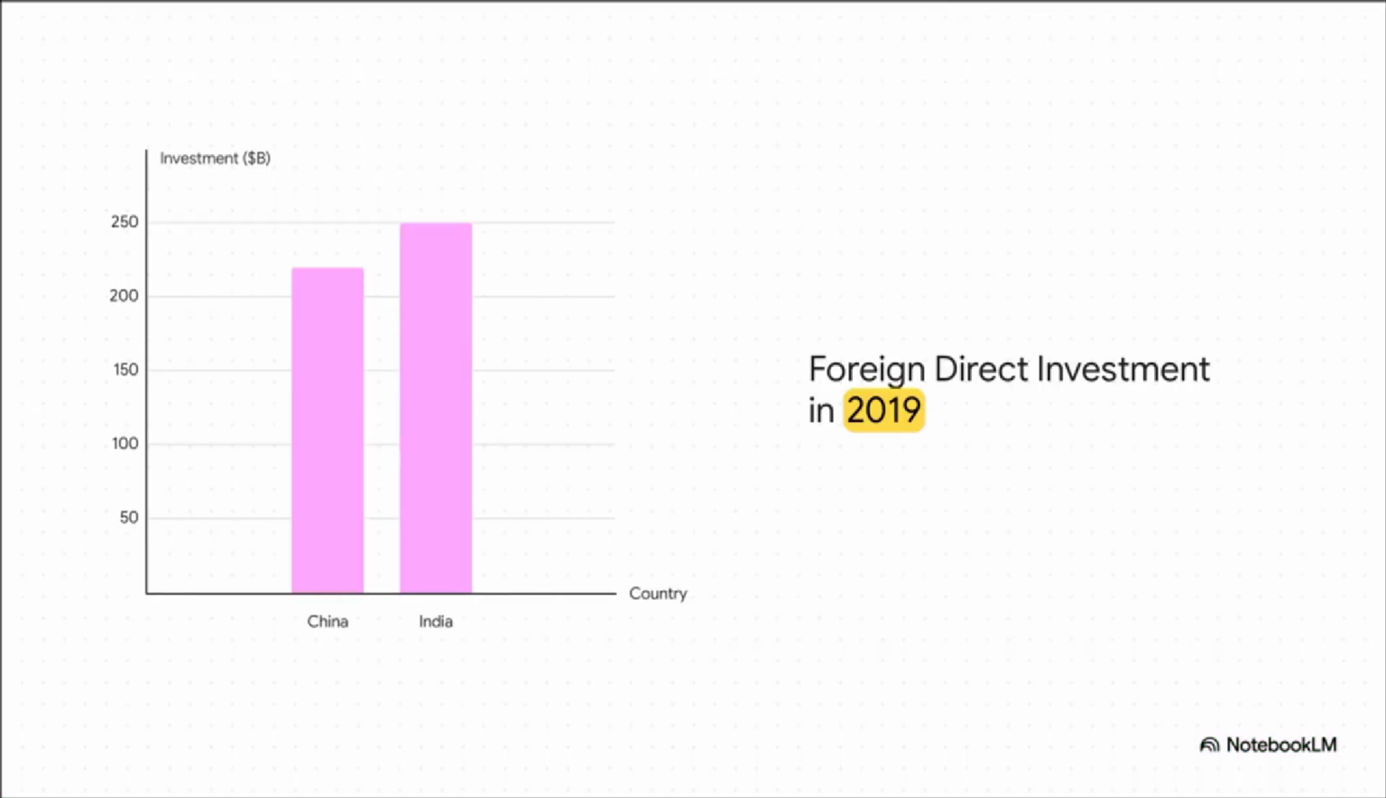Okay, so here's our chart. It shows foreign direct investment in India and China over a 5-year period. Now, before you even think about writing, just look at it. What are the big stories that jump out at you? What are the main headlines?